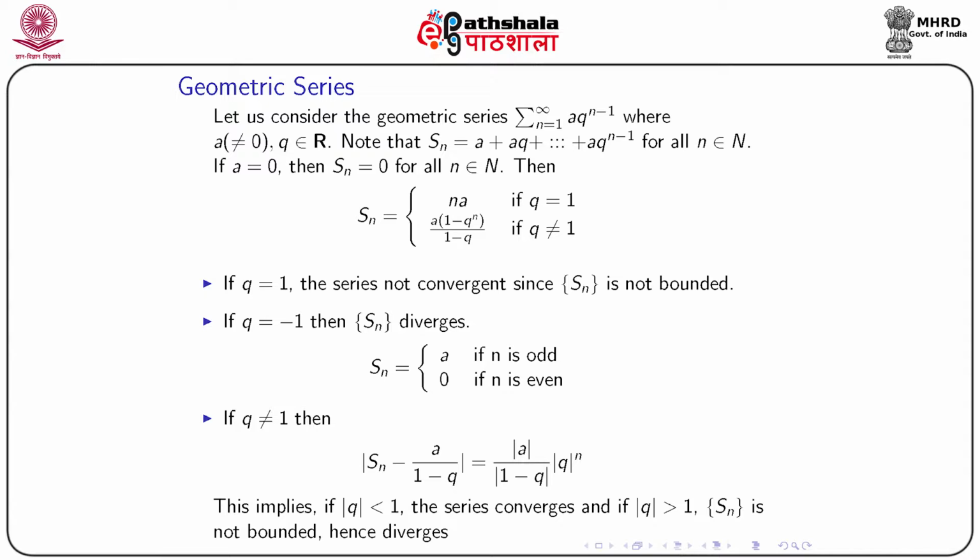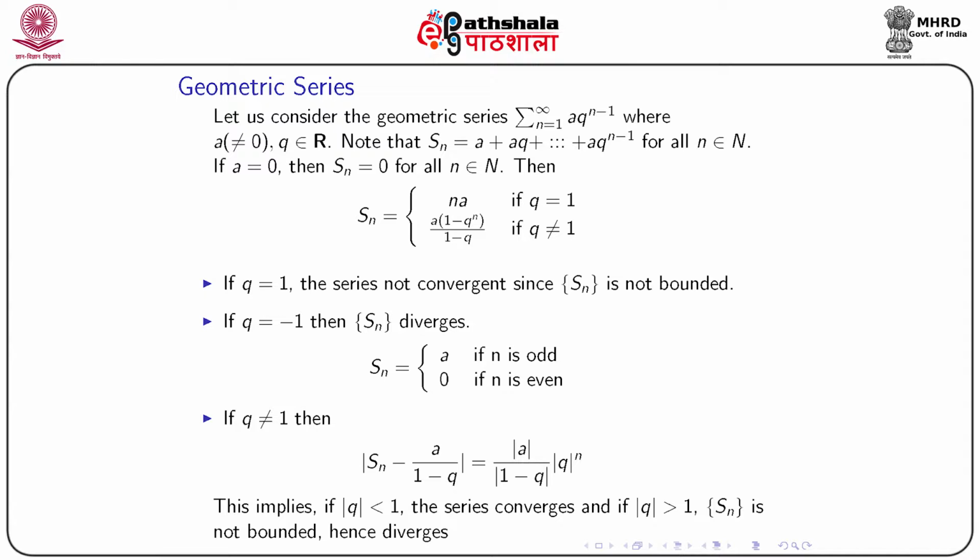Now if a is equal to 0, then we don't have to bother much because S_n equals 0 for all n. Then what will S_n be? S_n will be n a if q is equal to 1, because all the time we will be having a. So there are n a's, so S_n will be n a. If q is not equal to 1, then we can use the formula and write S_n as a into 1 minus q to the power n over 1 minus q.